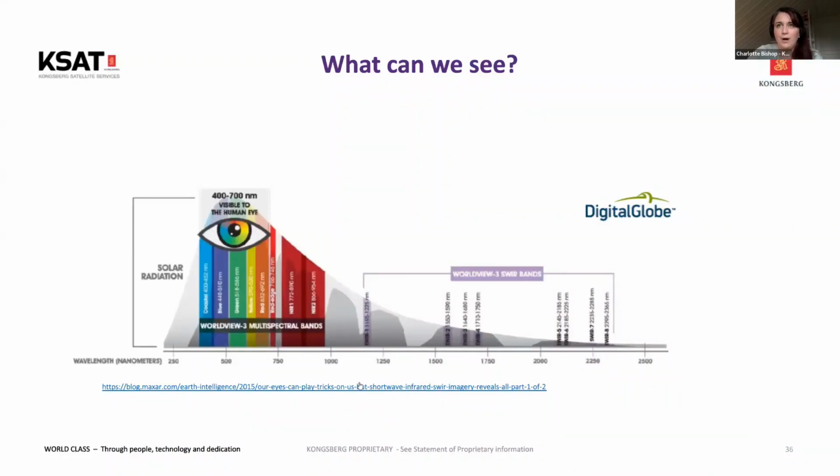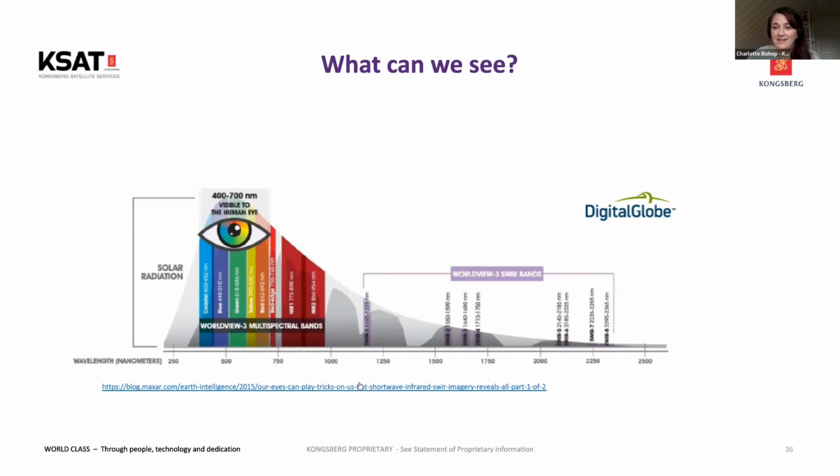But whilst we're talking about spatial resolution, it's also important to talk about spectral resolution. So what can we actually see, not just spatially, but the features that we can see and how can we discriminate those different features. So this is a nice example from Digital Globe, which is now Maxar, where they put this nice graph together for when they launched their WorldView 3 satellite a few years ago.